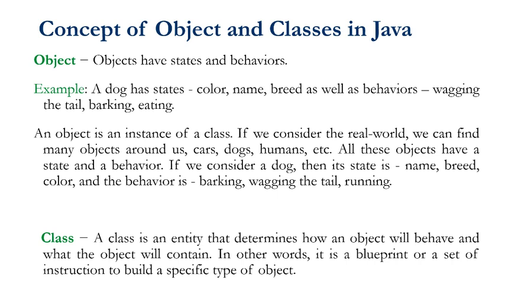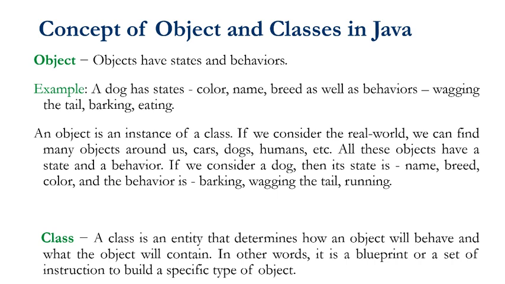So, I will say that an object has some state and behavior. In Java, everything is an object, and every method or variable we call by creating that object. We will see how we create an object and how we call the variable and method inside a class.